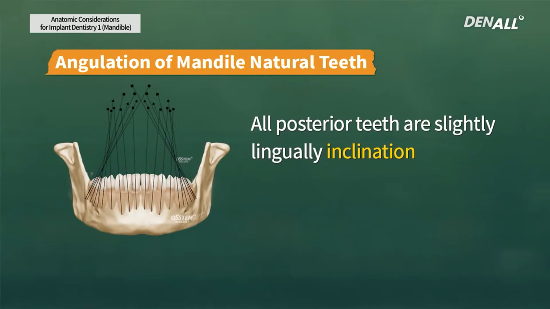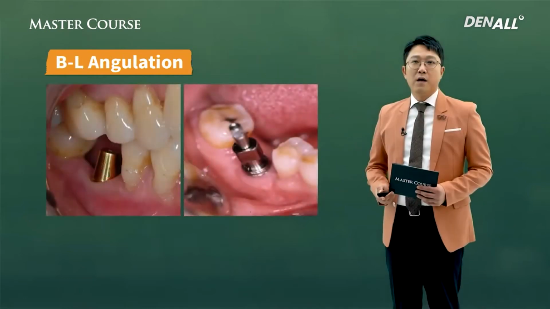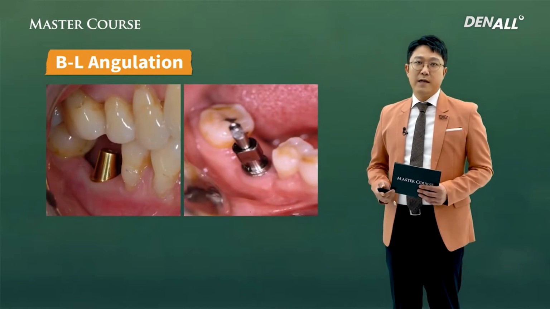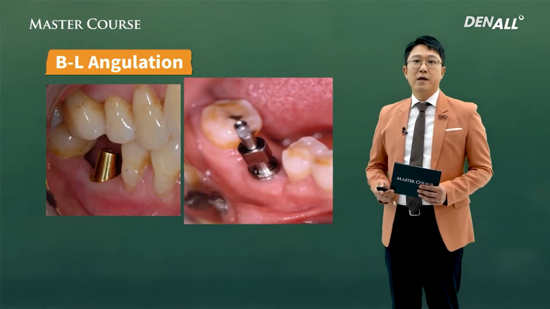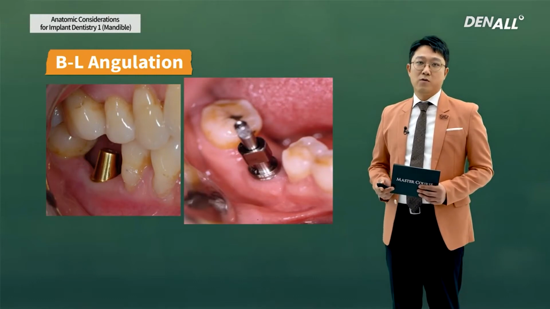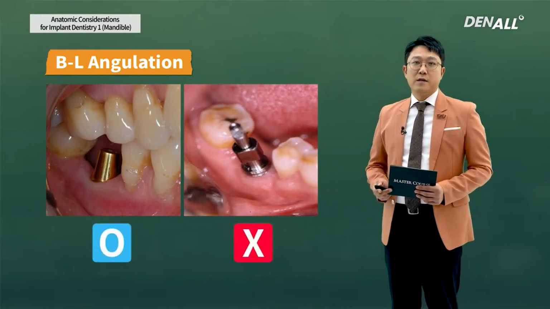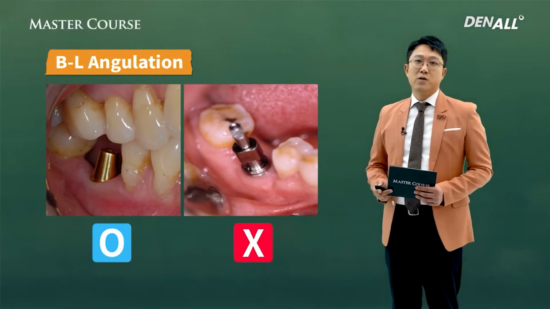If you look at the buccolingual inclination of lower natural teeth, the anterior teeth are a bit buccally inclined, but all posterior teeth are slightly lingually inclined, forming the natural curve of Wilson. So when you place an implant at the lower molar area, like in the right, the buccally inclined implant is not good for the opposing teeth, and also for mechanical masticatory perspectives. So when you place an implant, there is a risk of lower lingual perforation. You need to be careful.